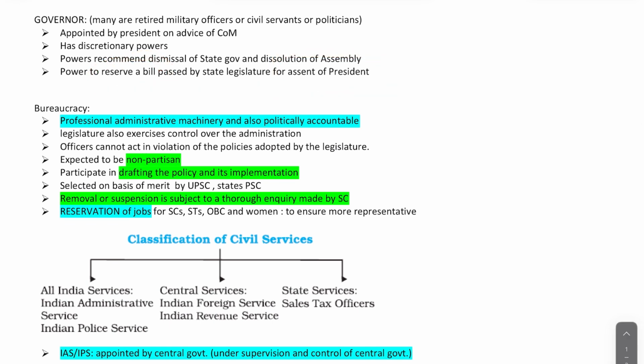Then the bureaucracy, the professional administrative machinery, which is also politically accountable. The legislature also exercises control over the administration. Officers cannot act in violation of the policies adopted by the legislature and are expected to be non-partisan. They participate in drafting policy and its implementation, and are selected on the basis of merit by the UPSC or the state public service commissions. Removal or suspension is subject to a thorough inquiry made by the Supreme Court. There are also reservations of jobs for SCs, STs, OBCs, and women to ensure more effective representation.